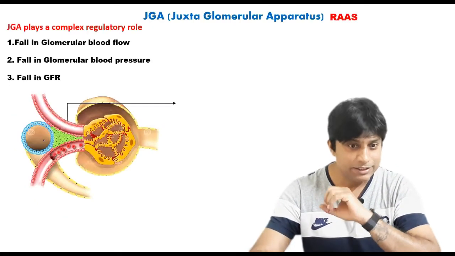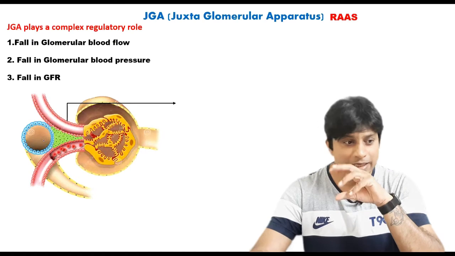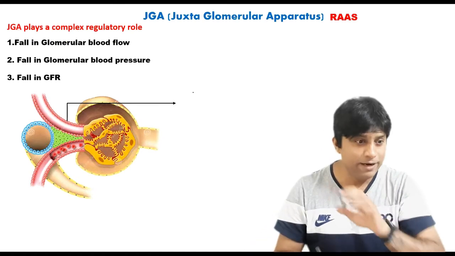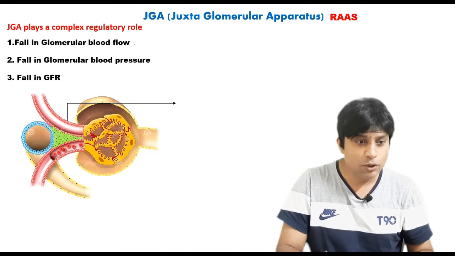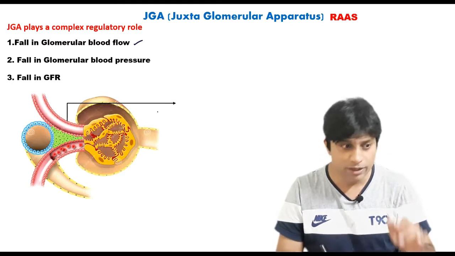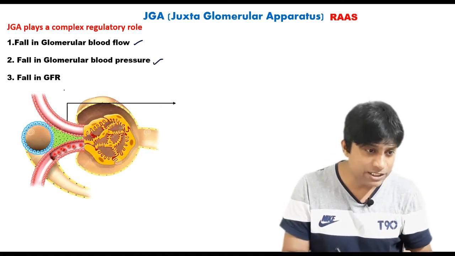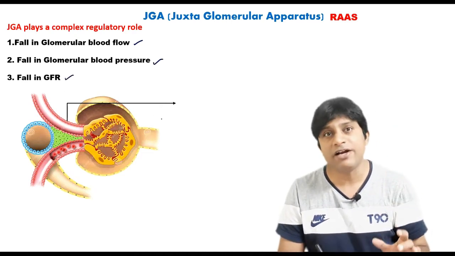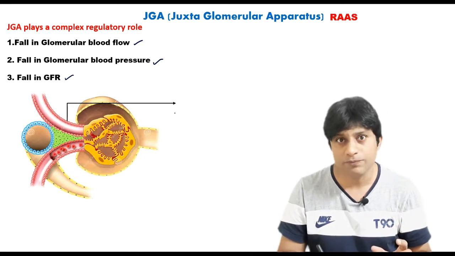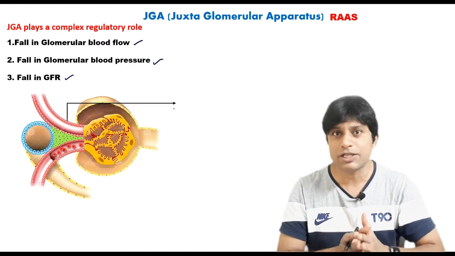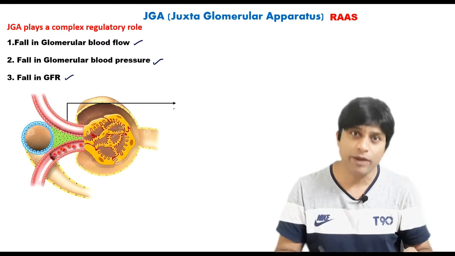Next, second, juxtaglomerular apparatus. Now, the juxtaglomerular apparatus plays a complex role when there is a fall in glomerular blood flow, or a fall in glomerular blood pressure, or a fall in glomerular filtration rate, which is GFR. So before going to this, let us understand what exactly the juxtaglomerular apparatus is and where it is located.